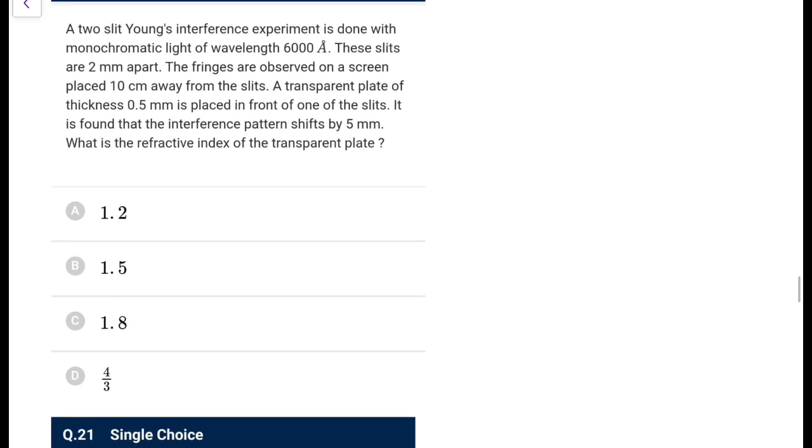Next, a 2-slit YDSE is done with monochromatic light of wavelength 6000. Slits are 2 mm apart. Fringes are observed on a screen placed 10 cm away. A transparent plate of 0.5 mm is placed in front of one of the slits. If it is found that the pattern shifts by 5 mm, what is the refractive index of the transparent plate? So we say the shift would be equal to (mu minus 1) into t, and this (mu minus 1) into t is the path difference, the additional path that is being introduced.